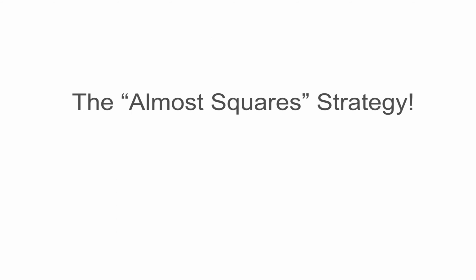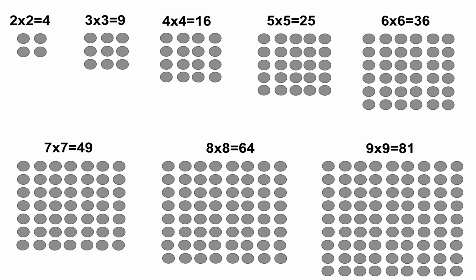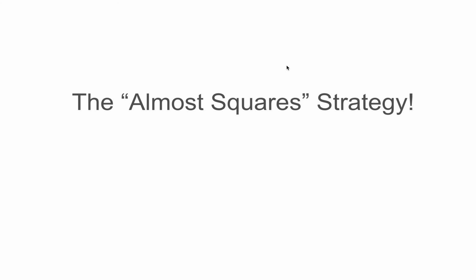So this is the almost square strategy. These are your square facts, right? Because if you were to draw them as an array or an area model, they make squares. It's an 8 by 8. Like this is an 8 by 8. There's a 4 by 4 square. There's a 5 by 5 square. So they're square facts. So this strategy is called the almost square strategy. Yay. Okay, so the almost square strategy is when you almost have a square.